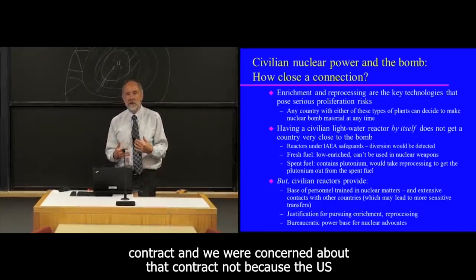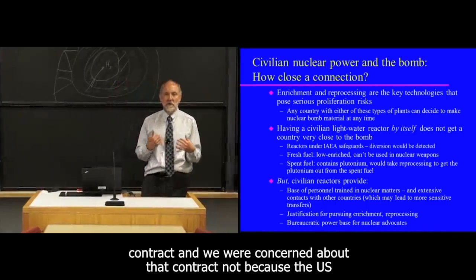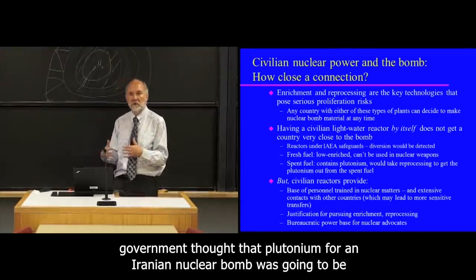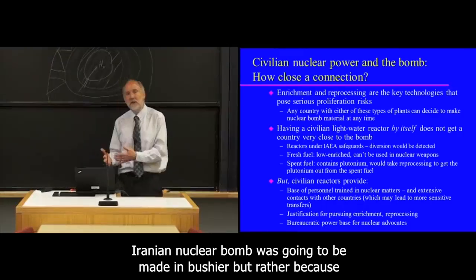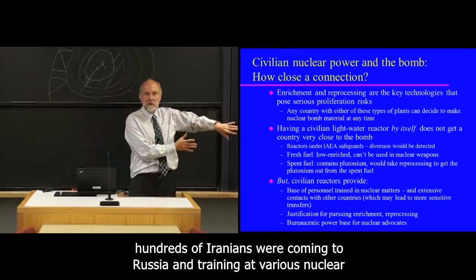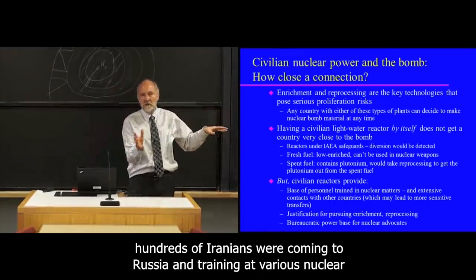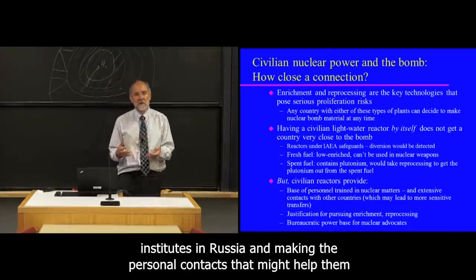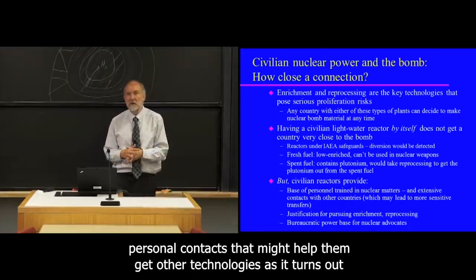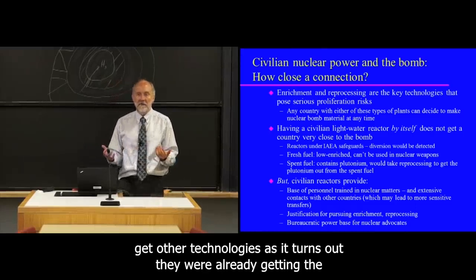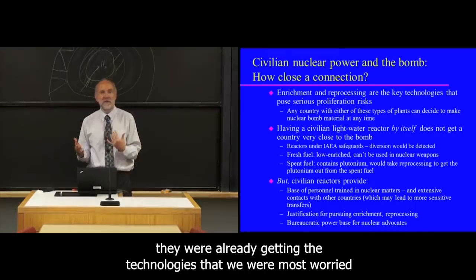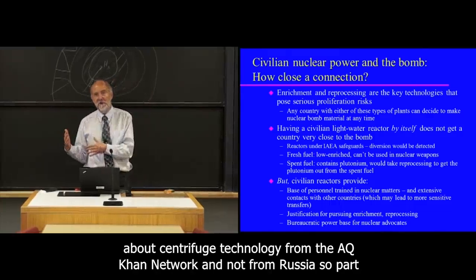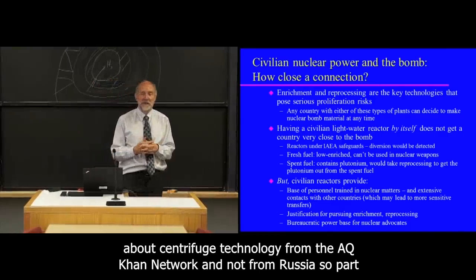And we were concerned about that contract not because the U.S. government thought that plutonium for an Iranian nuclear bomb was going to be made in Bushehr, but rather because hundreds of Iranians were coming to Russia and training at various nuclear institutes in Russia and making the personal contacts that might help them get other technologies. As it turns out, they were already getting the technologies we were most worried about, centrifuge technology, from the AQ Khan network and not from Russia.